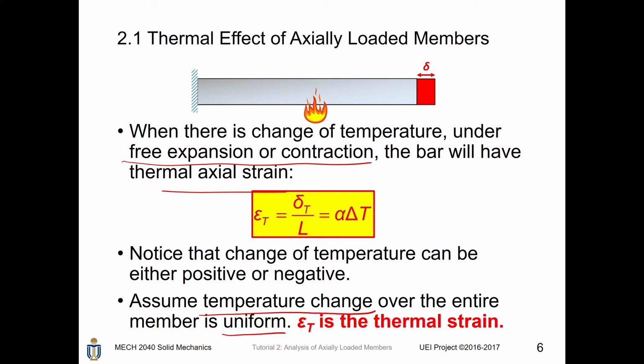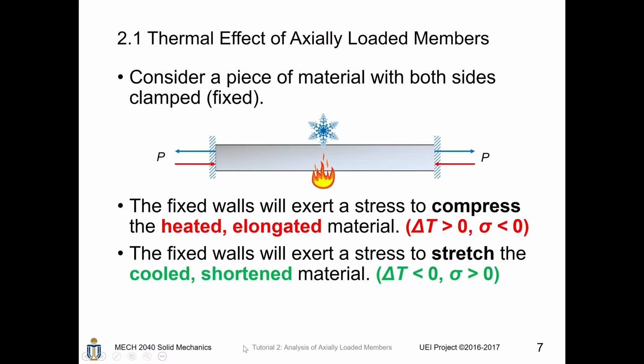So we consider the change of temperature is uniform over the entire beam or the entire bar. Consider a piece of material with both sides clamped now. Instead of letting it expand or contract freely, we will fix both ends so that, no matter how the temperature changes, there will be no change of length over the entire section. So how does it work?